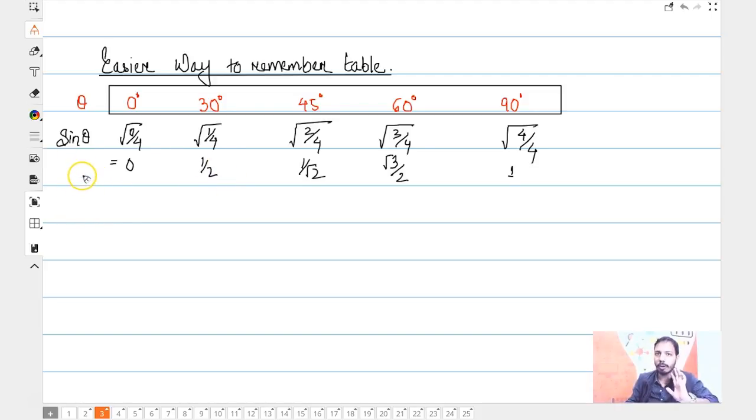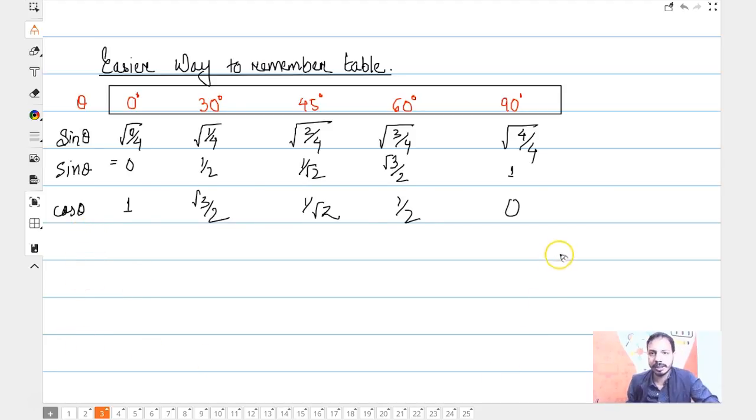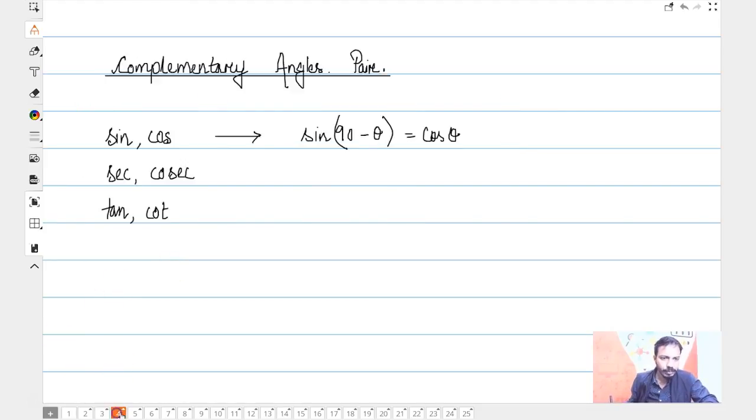And once you know the values of sine theta, it's very easy to find the values of cos theta. You just take these and put them here in reverse order. So this is 1, then root 3 by 2, then 1 by root 2, then half, and 0 here. That's it. And then for tan theta, you just divide them. In this way you can form this table if you remember this particular line. So even if you forget, you can remember this and find the values. So that's all.